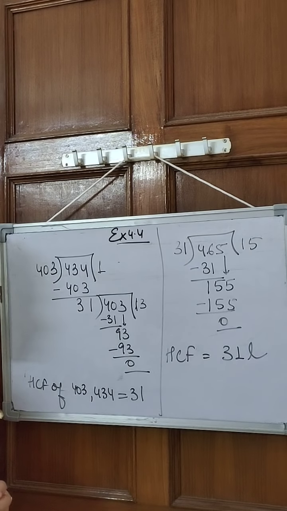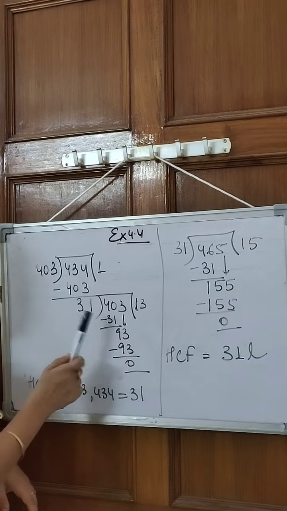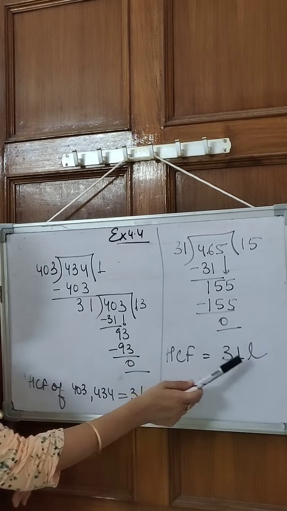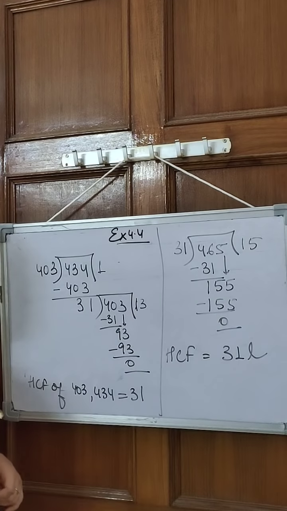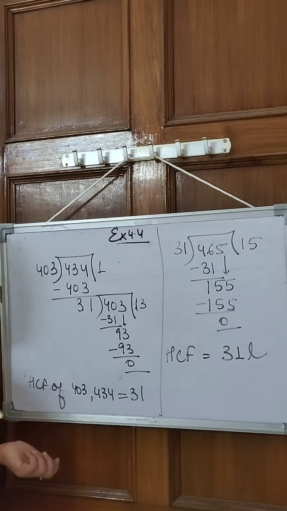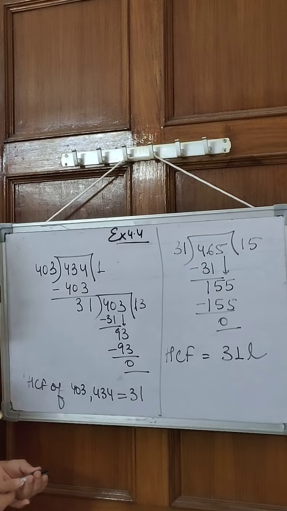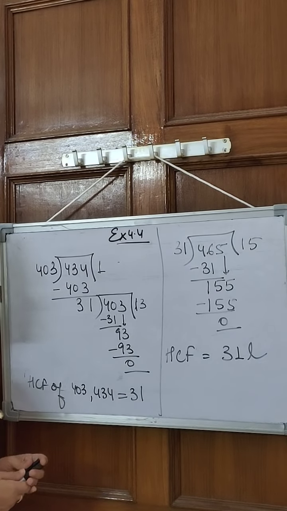So if I take a container that is 31 liters, I can take it 13 times to divide one amount exactly, 15 times to divide another exactly, and similarly 14 times to divide the other completely. So if I take a container of 31 liters, I will be able to divide all the diesel of all the 3 containers an exact number of times.